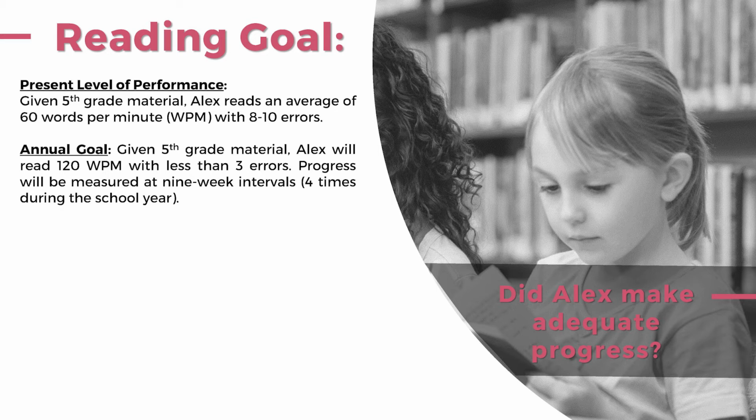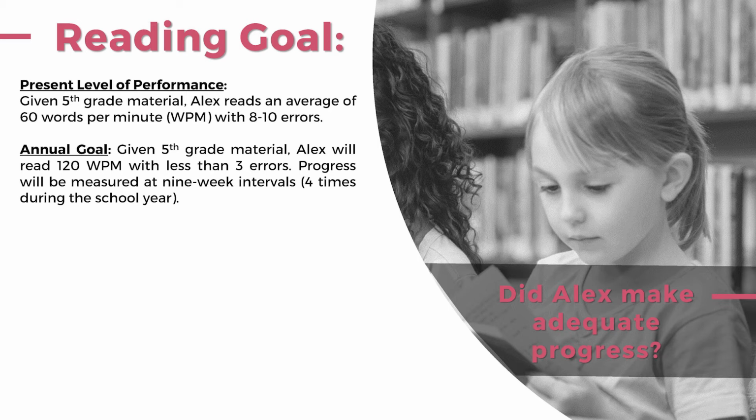So the first part of the goal is stating that Alex currently is reading 60 words per minute with anywhere from 8 to 10 errors during that minute. And that would be his reading fluency, which is the same thing as reading speed. Reading speed correlates directly to reading comprehension, so that's why it's commonly monitored in IEP goals, because the more quickly Alex is able to learn how to read, the more likely he is to comprehend and retain the information.